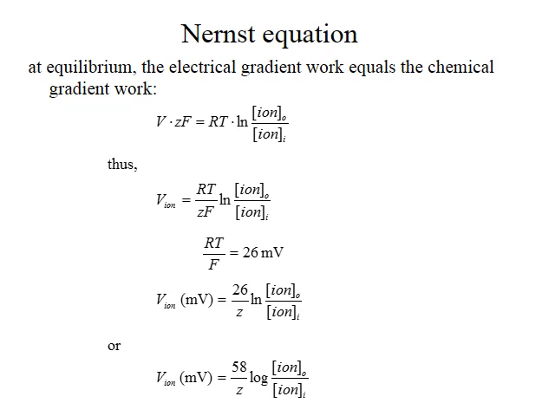Now it's useful to express this equation in log base 10 instead of natural log, and we can convert to log base 10 by simply changing the 26 millivolts to 58 millivolts. And we find that the equilibrium potential in millivolts equals 58 over Z, the valence, times the log of the ion concentration out over the ion concentration in.